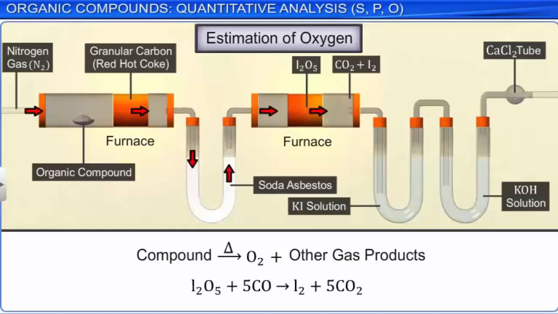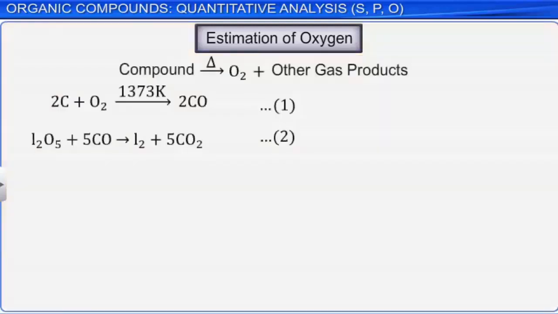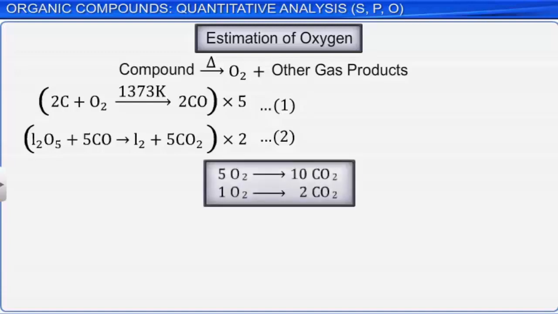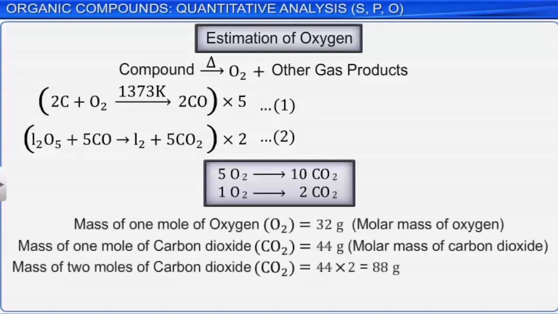To make the amount of carbon monoxide produced in the first equation equal to the amount of carbon monoxide used in the second equation, multiply the first and second equations by 5 and 2 respectively. It is clearly evident from the equation that 1 mole of oxygen liberated from the compound produces 2 moles of carbon dioxide. Thus, 88 grams of carbon dioxide is obtained if 32 grams of oxygen is liberated.